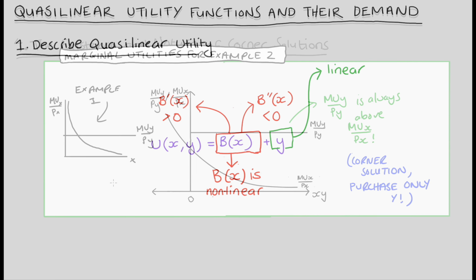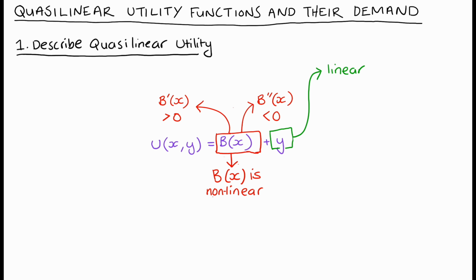And we see nicely that the conditions we imposed on the structure of our quasi-linear utility, right? We said that b of x had to have a positive first derivative and negative second derivative, and y had to enter in linearly. It's really those conditions that underlie the shapes of our marginal utility curves, and that really underlies the nature of the demand in this case. So that's what is going on underneath everything.